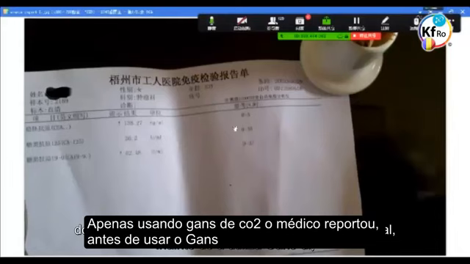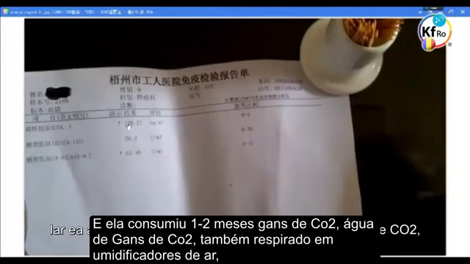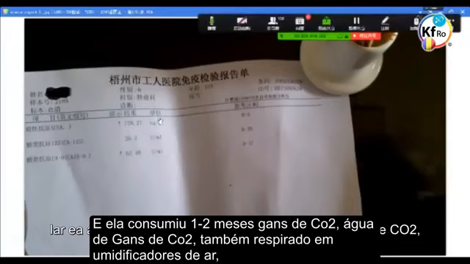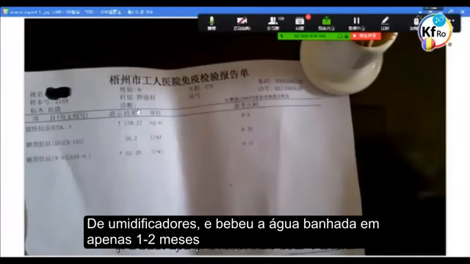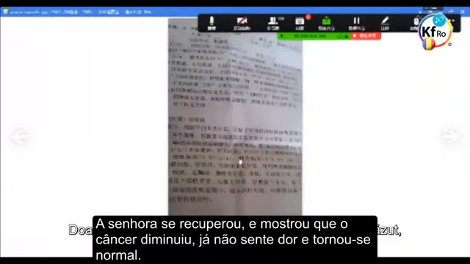Before they used the gas, this lady had even tried chemotherapy, and it didn't work. They took 1 or 2 months of CO2 gas, CO2 water, and also breathed the air from the humidifier, and drank water, took a bath, and in just 1 or 2 months the lady recovered. It showed that the cancer decreased, she didn't feel pain, and she became normal.